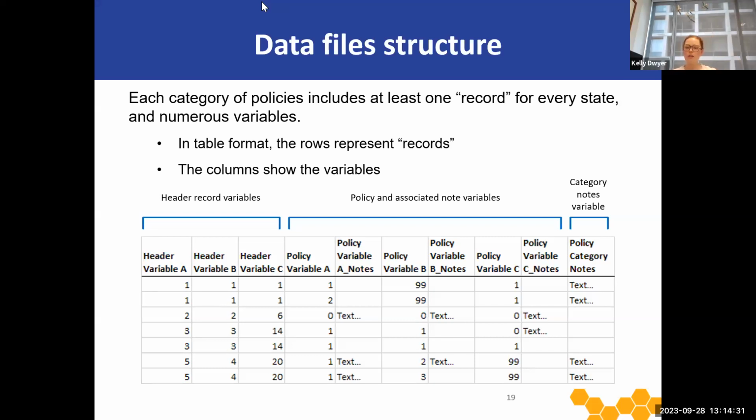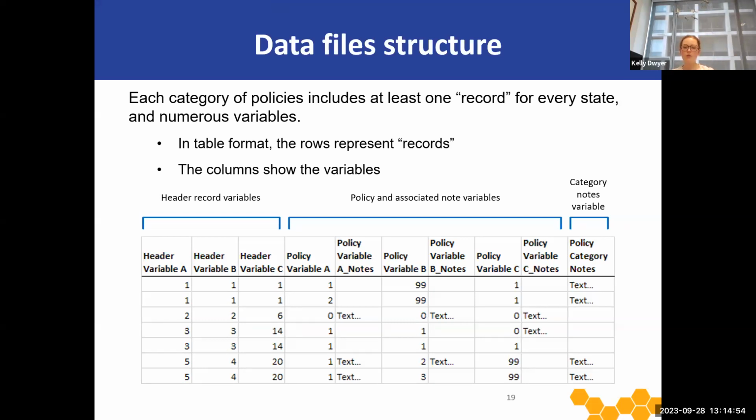And there are three broad sets of variables in each data table or data set: the header record variables, the policy variables and their associated notes variables that capture information on detailed state policies, and category notes variables that pick up any additional information that the database coders deemed relevant to capture for that policy category.